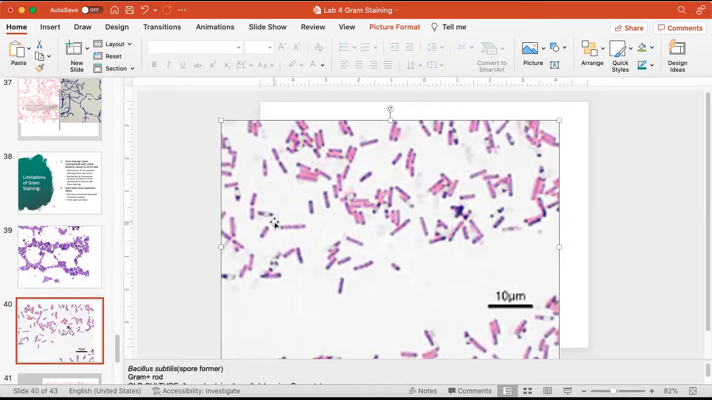Now, how do I know it's sporulating? There's a thing in the middle that hasn't picked up any stain at all. It's white. There's another one right here. That's a spore. It's white. It hasn't picked up any stain. This culture is starting to sporulate. Here's a spore right here. That's white.